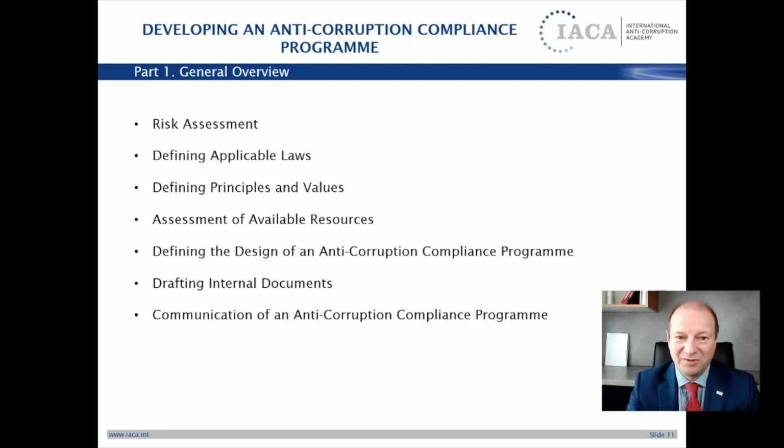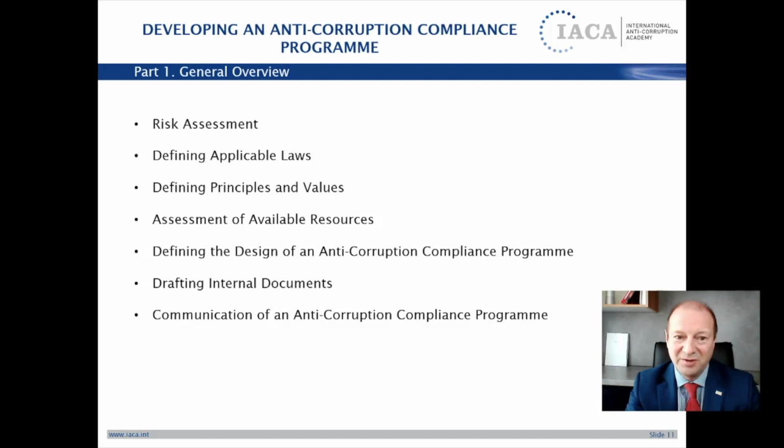Another important step is an assessment of available resources. You can have a brilliant compliance program on paper, but if you don't have sufficient resources, this program will never be implemented and will never help you to protect your company from corruption risks. After that, you can start designing your compliance program. You should decide which policies you need. For example, if your company will never be involved in political financing, you don't need a special policy on political financing in your compliance program.